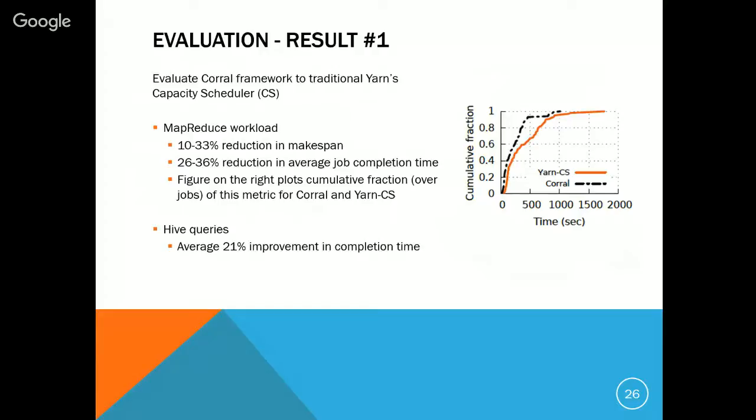As we can see in the figure on the right, it plots the cumulative fraction over jobs of this metric for Coral and Yarn CS. The results are very interesting, and it shows that regardless of us using an approximate approach, Coral is much better to work with than the traditional Yarn capacity scheduler. If we use Hive queries, we can see an average 21% improvement in completion time.